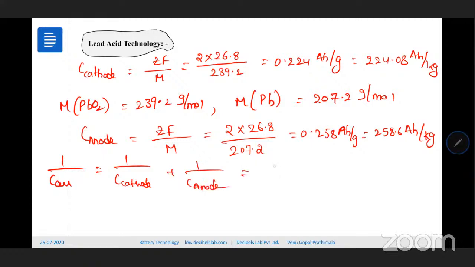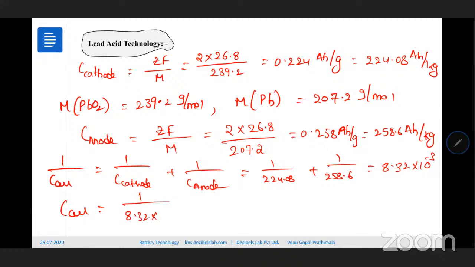Okay, so now it is 1 by 224.08 plus 1 by 258.6. So this will come around 8.32 into 10 power minus 3. This is like a kg per amp hour. Okay. So now C cell will be just like a 1 by 8.32 into 10 power minus 3.